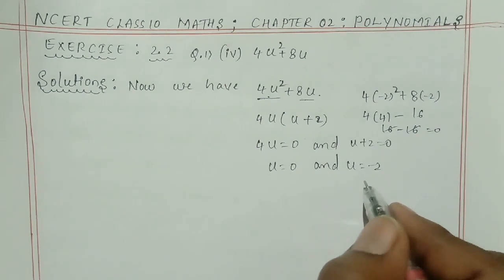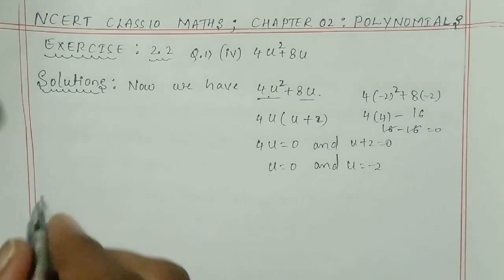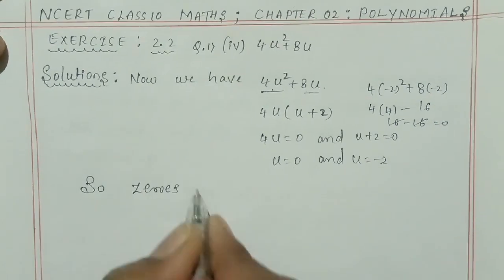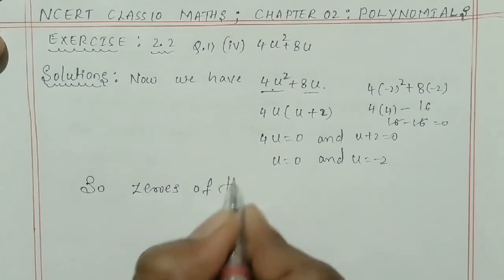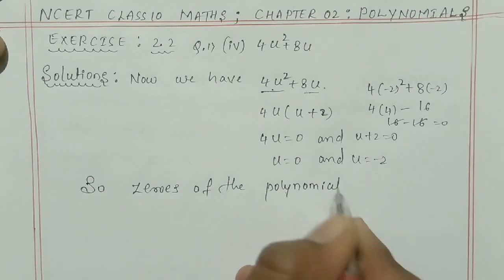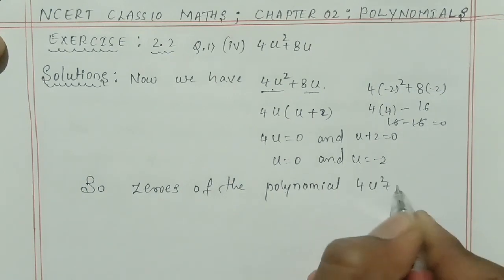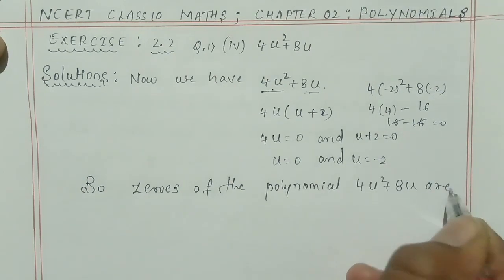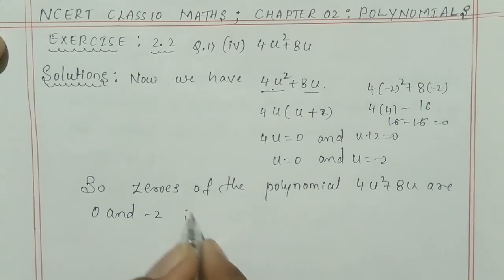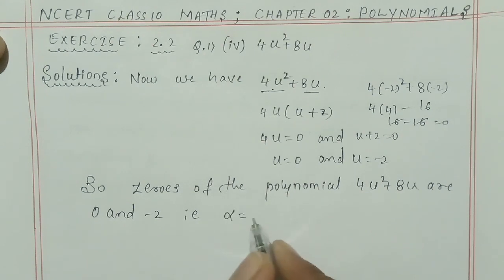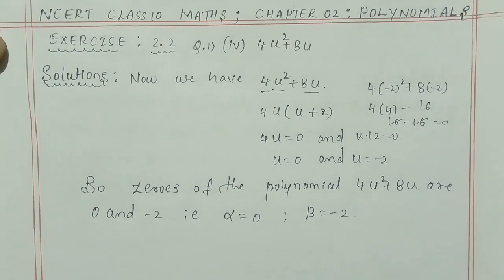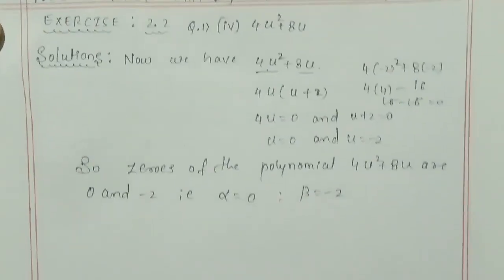And now I will write here the zeros of the polynomial. The zeros of the polynomial 4u square plus 8u are 0 and minus 2. You can consider one value as alpha and another one as beta. Alpha equal to 0 you can consider, and beta is equal to minus 2.